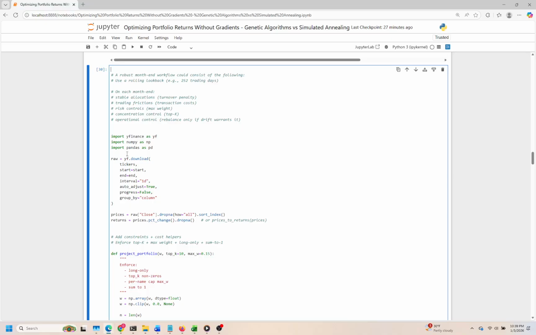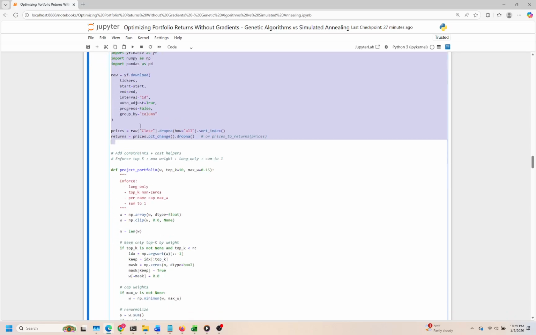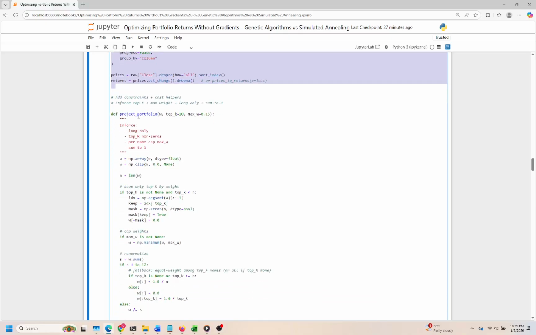The logic kicks off with the retrieval of historical price data using the yfinance library. This data is then processed to derive returns, enabling us to assess how investments are performing over time. From there, we implement constraints on our portfolio to ensure it adheres to specific investment rules.